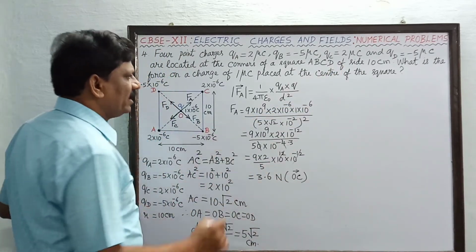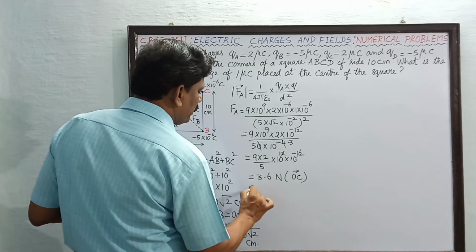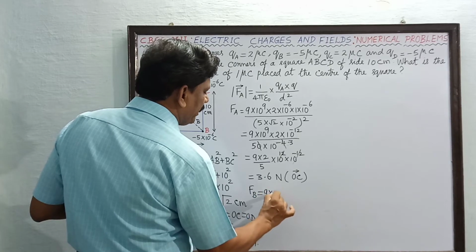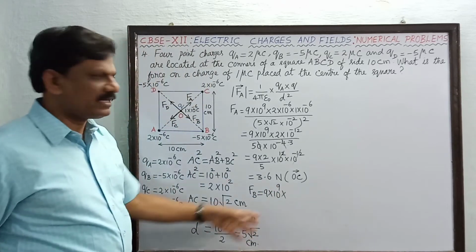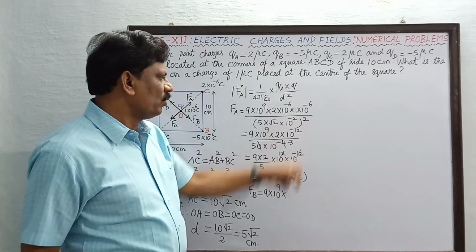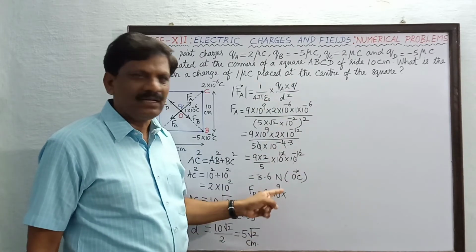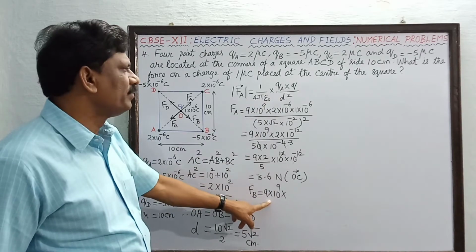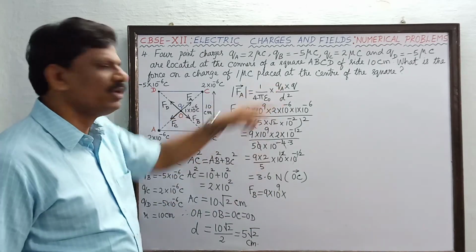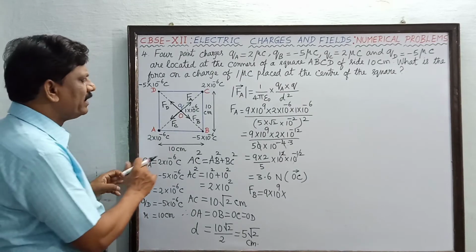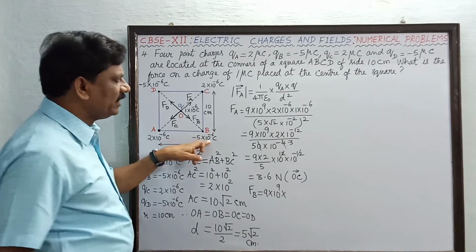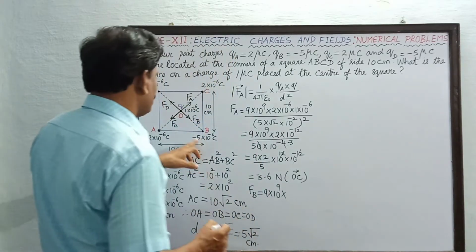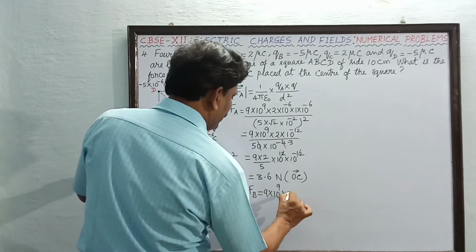Similarly, I am going to find out FB. So FB is now equal to 9 into 10 power 9. Now straight away I can substitute because one step we have elaborately done. So now by shortcuts I can go 1 by 4 pi epsilon naught, which is 9 into 10 power 9, into QB into Q. Is it not? So what is QB now? QB is 5 into 10 power minus 6, only the positive magnitude you have to take. So this is 5 into 10 power minus 6.